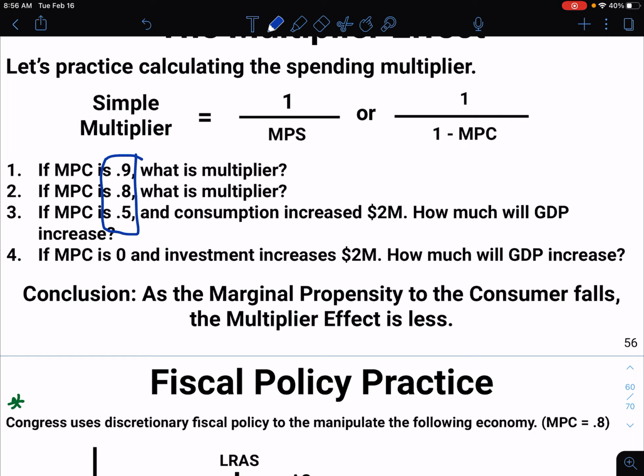But here is the thing. As marginal propensity to consume falls, the multiplier effect is less. So if the government is trying to stimulate the economy with expansionary fiscal policy, what they should want is this: the more we spend of an extra dollar received, the bigger the multiplier effect will be.